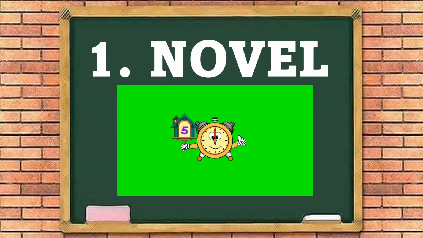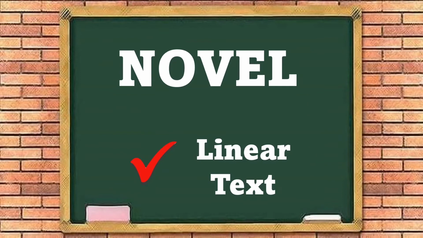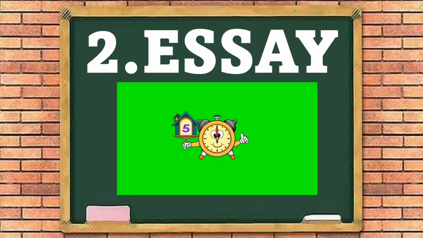Number 1. Novel. That's right. Novel is an example of a linear text. Number 2. Essay.